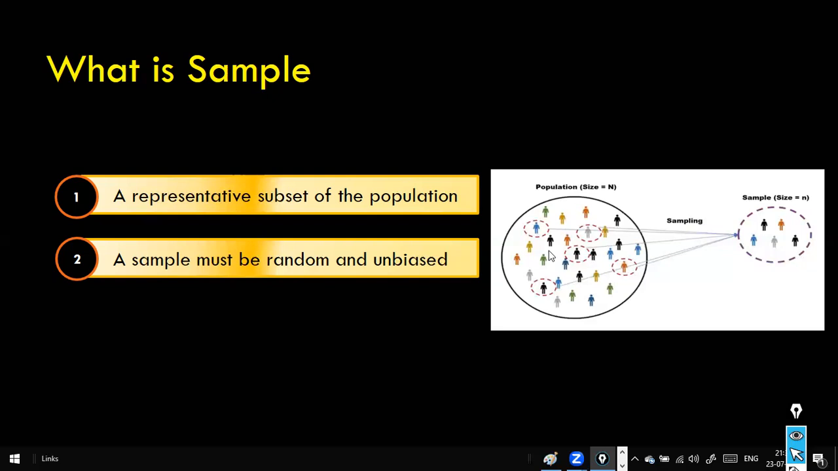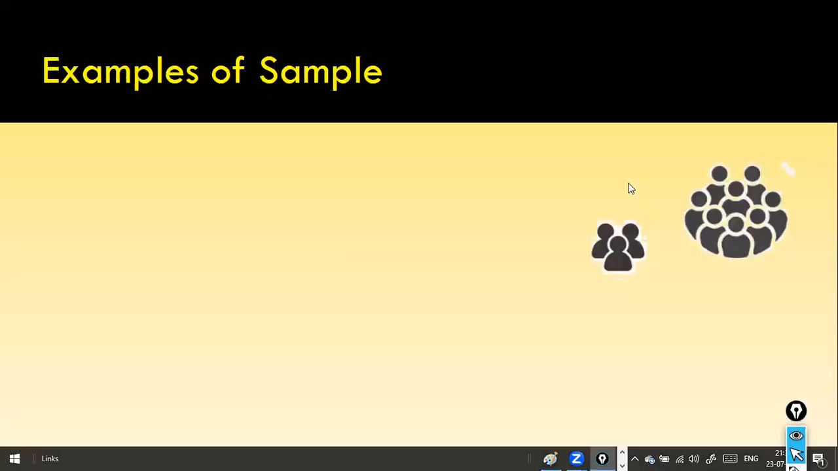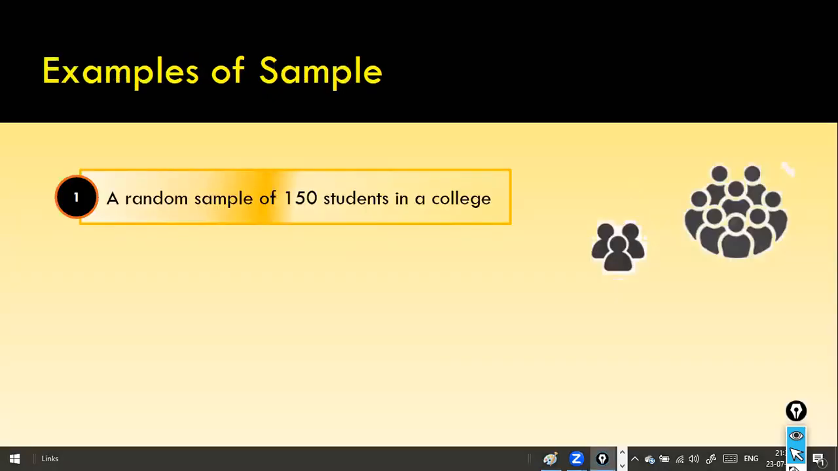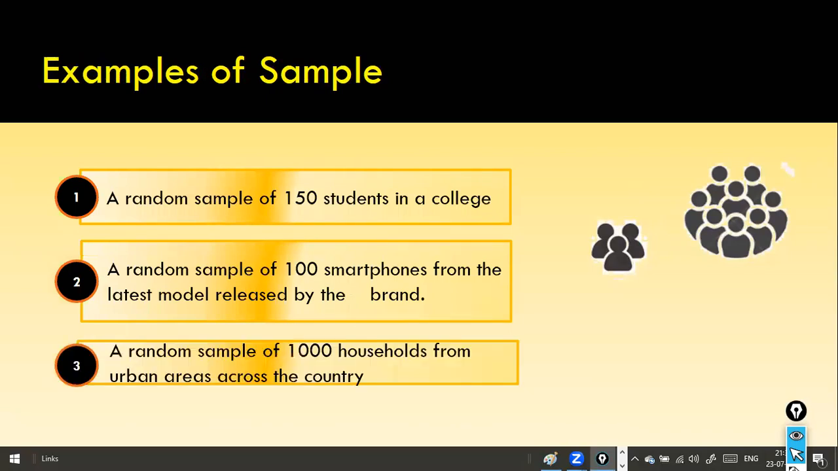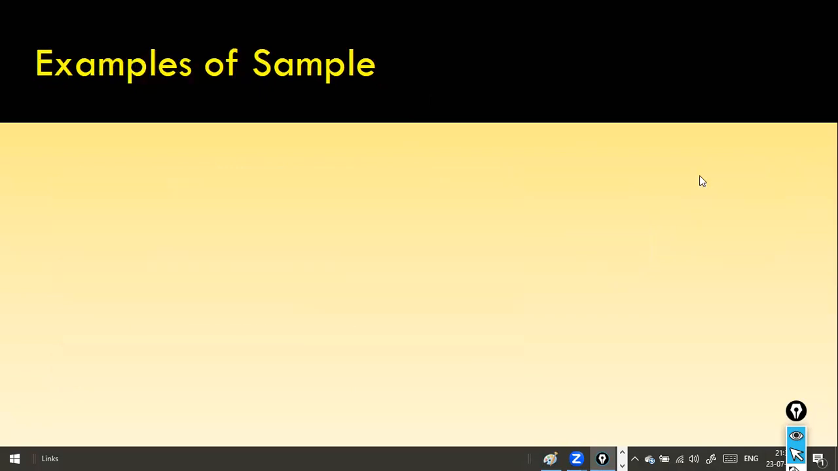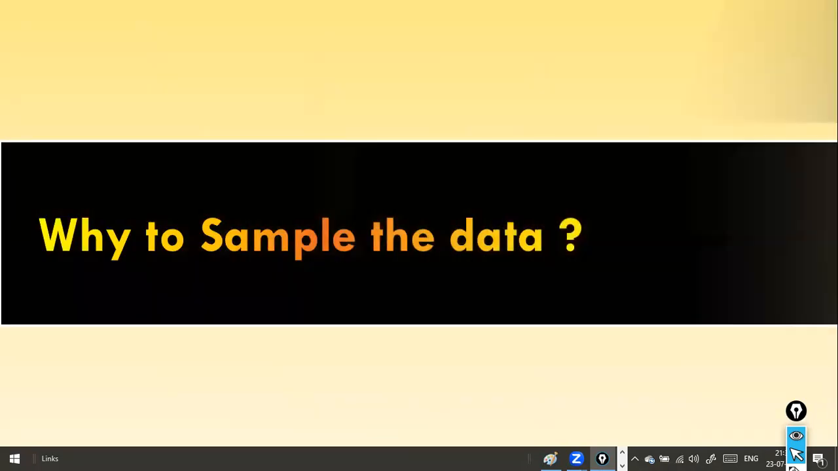Okay, the next question is, what are the examples for a sample? Give me some examples. A random sample of 150 students in a college, a random sample of 100 smartphones from the latest model released by the brand, a random sample of 1,000 households from urban areas across the country. Likewise, we can take a random subset of the data from a population. That is what your sample is.